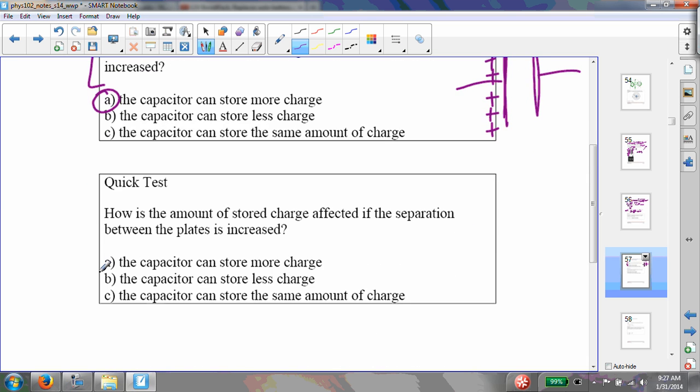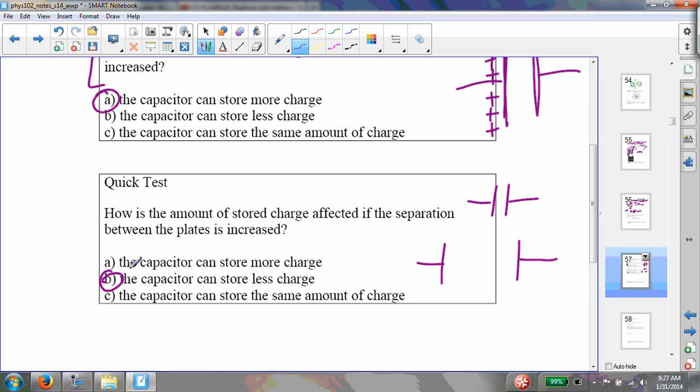What if I increase the separation of the plates? So initially I have two plates that are separated by that distance, and then I take them and I separate them by that distance. How does that affect the charge? That might be less obvious to you, but as you separate them, it's going to decrease the amount of charge. The capacitor can store less charge.